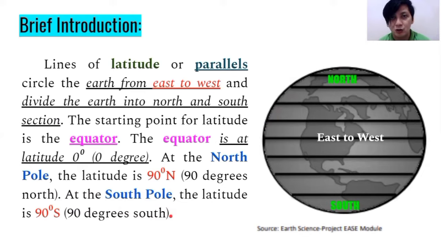Okay. So it's very easy to understand, right? It's very easy to familiarize with if we are talking about the right angle. This one, the right angle. At north, that is the 90 degrees north. Okay, that is the North Pole. While on the other hand, the 90 degrees south is the South Pole.